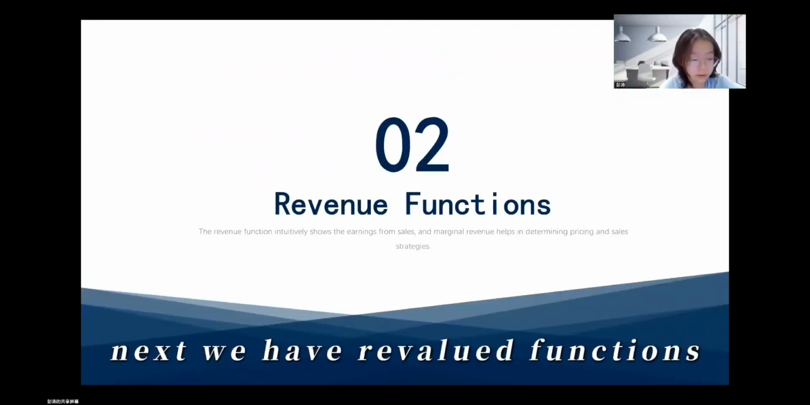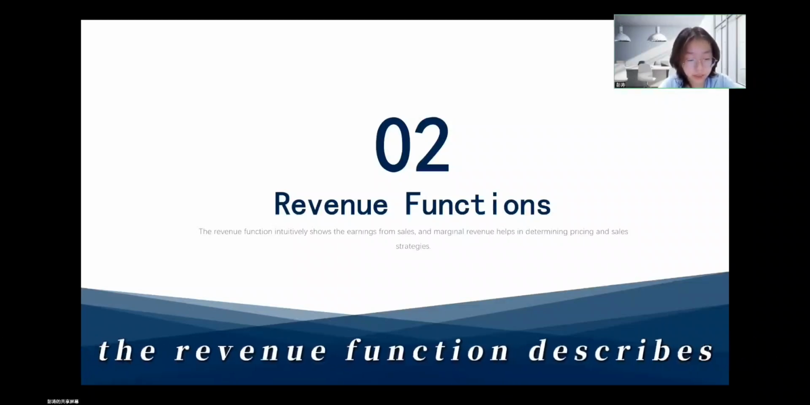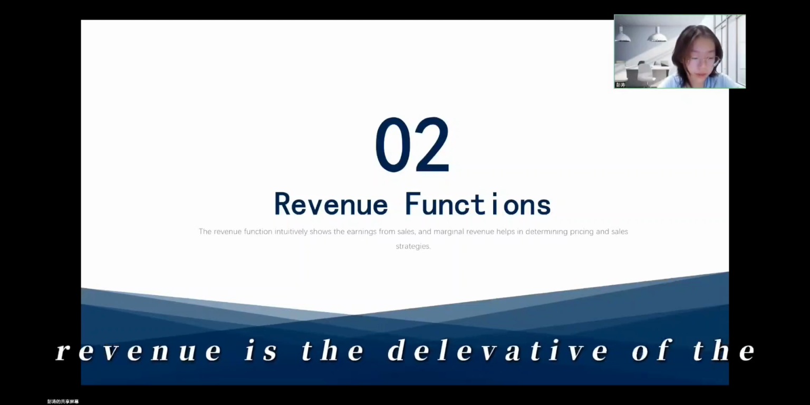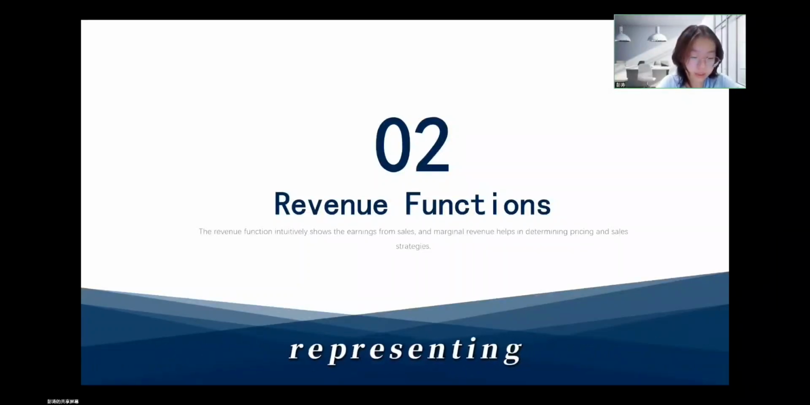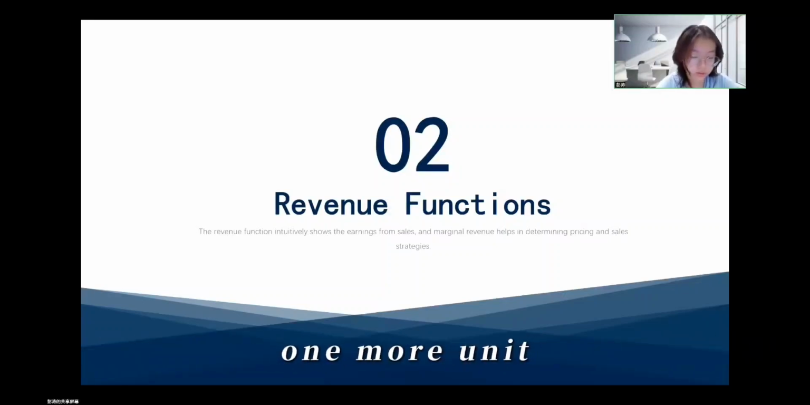Next, we have revenue functions and marginal revenue. The revenue function describes total revenue, and marginal revenue is the derivative of the revenue function, representing the additional income from selling one more unit.